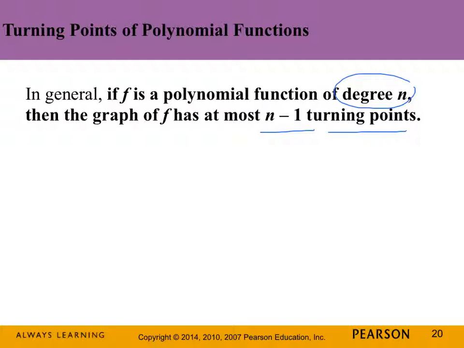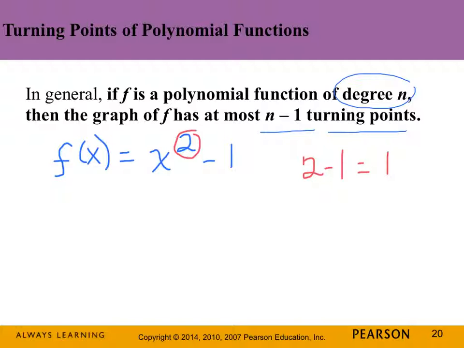So say the polynomial is, let's say f of x equals x squared minus 1. Okay, the degree here is degree 2, so the number of turns, 2 minus 1, is 1. And of course it's a parabola, so that just makes 1 turn.